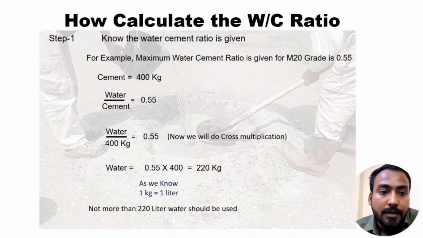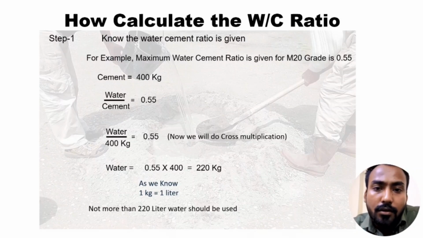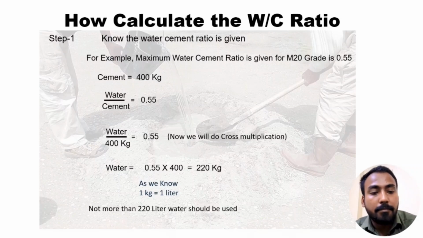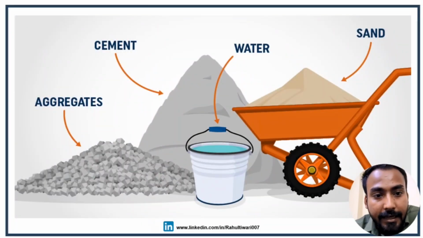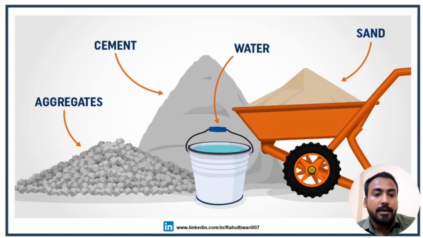For example, I have taken 400 kg of cement, and we want to calculate how much water is needed. Water upon cement is equal to 0.55, the water cement ratio is given. Now we do the cross multiplication: 0.55 multiplied by 400 kg is equal to 220 kgs. We all know that 1 kg is equal to 1 liter. So 220 liters is the maximum water that will mix in 400 kgs of cement. We have discussed aggregate, water, cement and sand quantity.